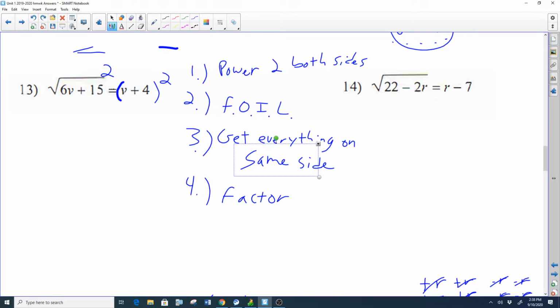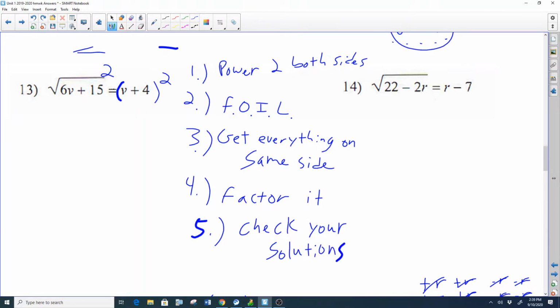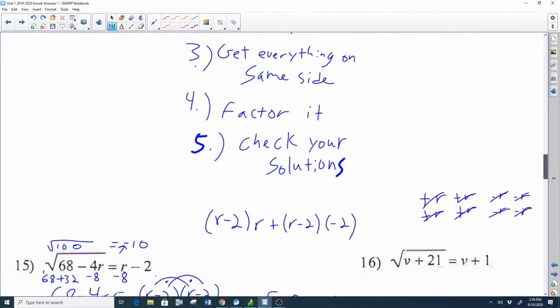Number 3 is get everything on the same side. And then number 4 is factor it. And then step 5 would be check your solution. Check yourself before you wreck yourself. So check your solution by plugging it back in. So those are the steps you're going to do for number 13, 14, 15, 16. Nice. Okay, here we go.